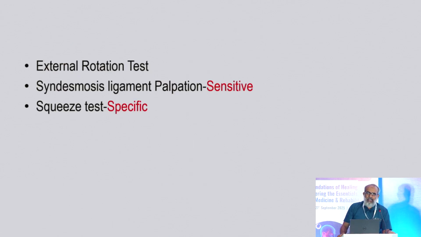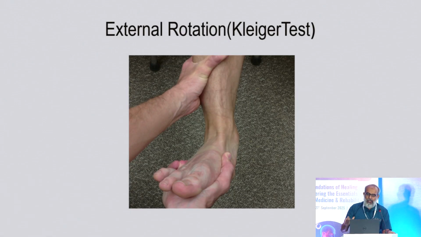How do you look for that? There are the external rotation test, syndesmosis ligament palpation, and the squeeze test. External rotation: simply you externally rotate and you will get pain over the areas of this ligament. It is a very good test.